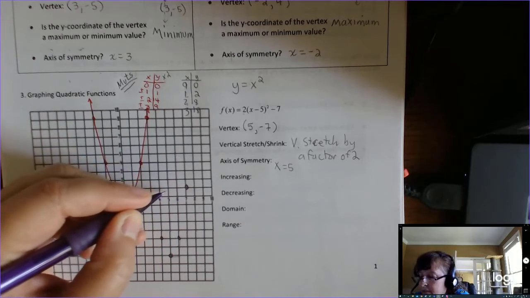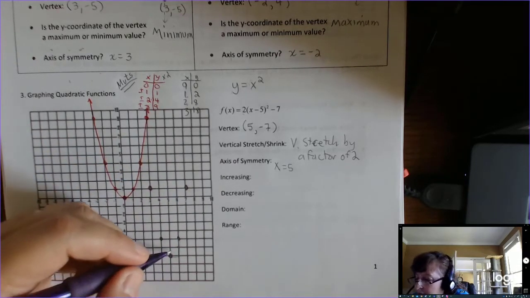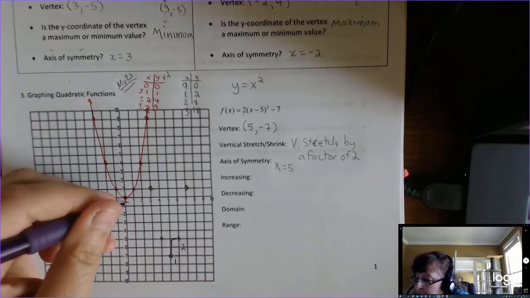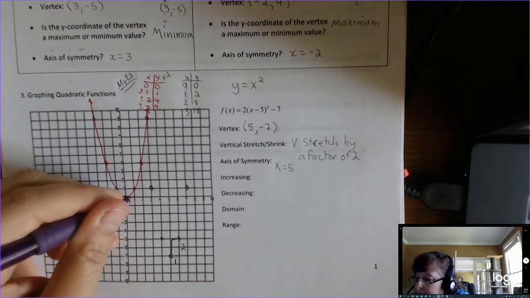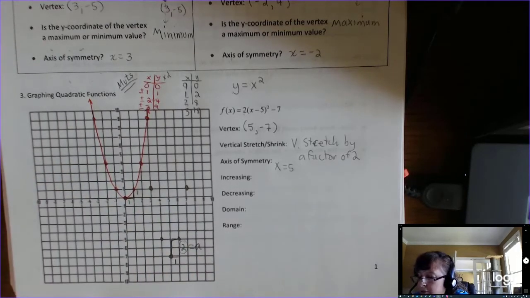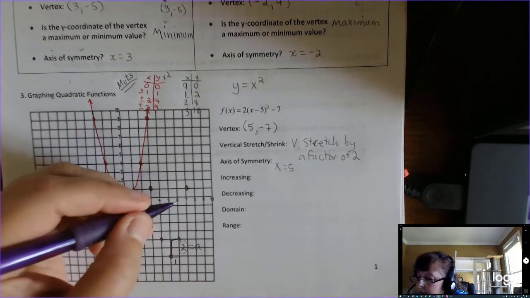And the axis of symmetry says there'd be one right over there. So it's all about this. You can tell what the vertical stretch is, what the a value is right there. That's what a is going to equal, and you might need that for WebAssign. All right, and then let's go ahead and finish it out.